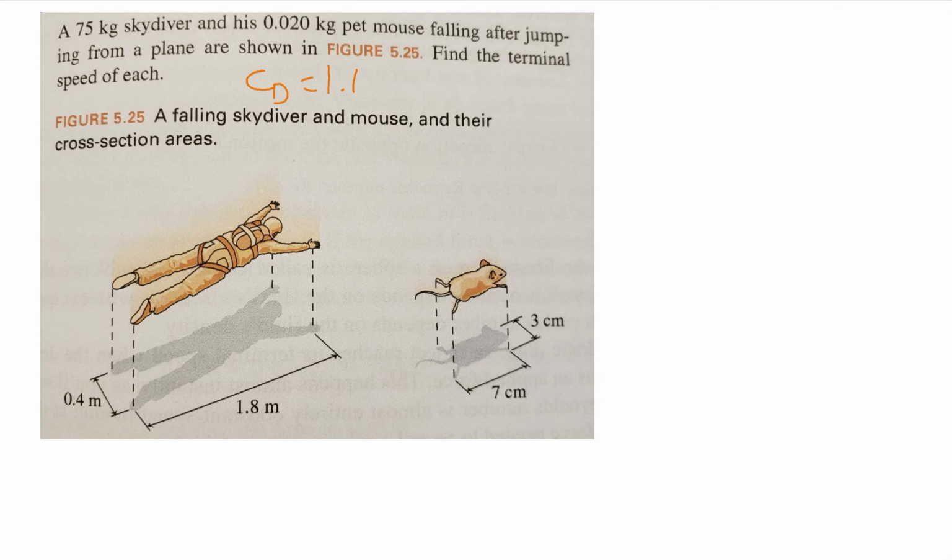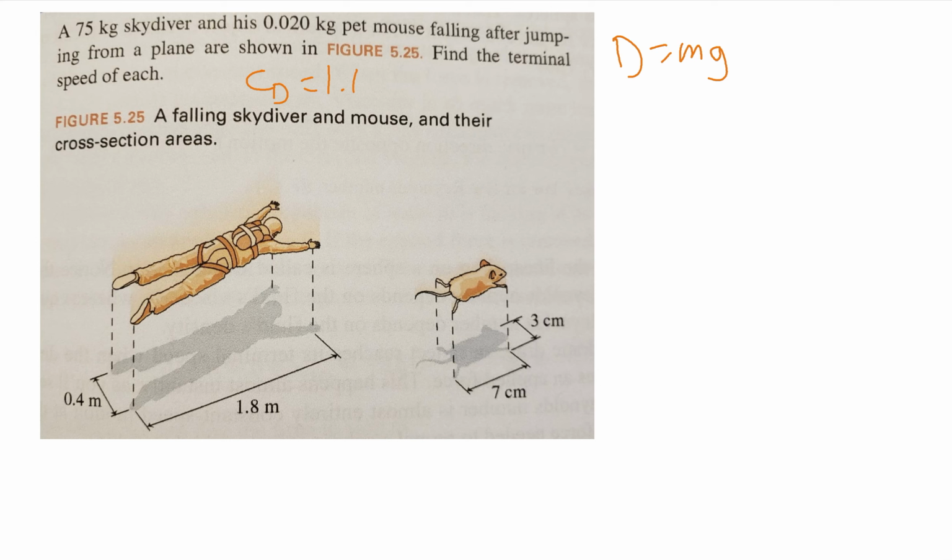What does CD stand for again? Coefficient of drag. Now, if I did a balance of forces here, we would have mg down on both of these objects, and then the drag pulling back, in the upward direction, would be D. So we have D equals mg at the terminal speed. Does that make sense? The weight down equals the drag up when we have reached our terminal speed.